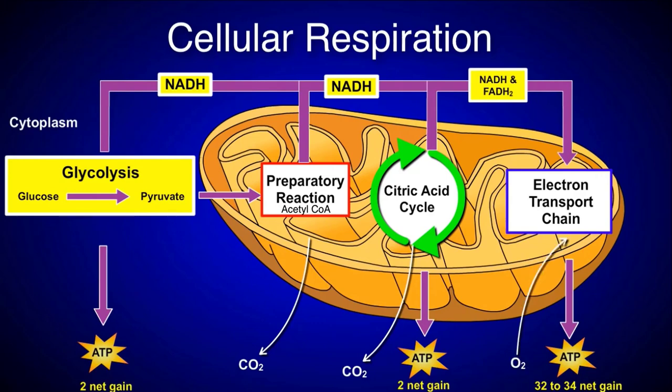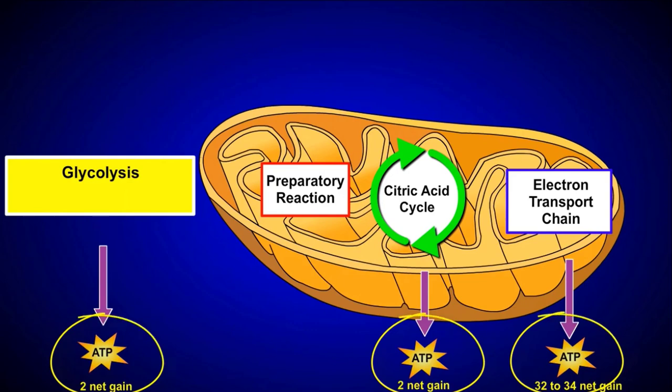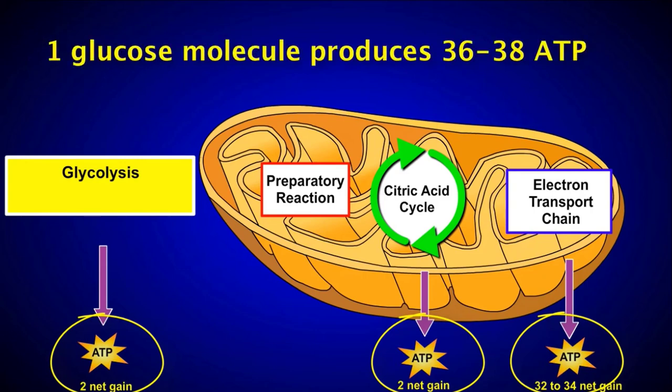Oxygen is used by the ETC as a terminal electron acceptor. It then combines with hydrogen ions to produce water. If we add up all the ATP produced from just one glucose molecule, we can see that these reactions produce a total of 36 to 38 ATP.